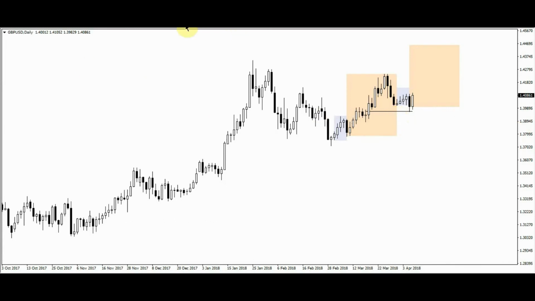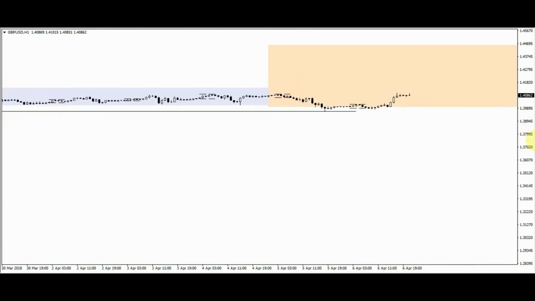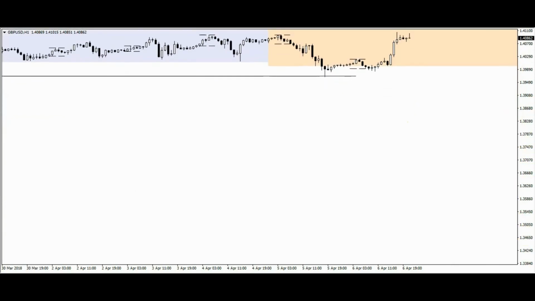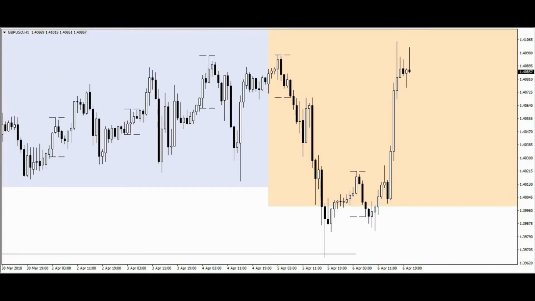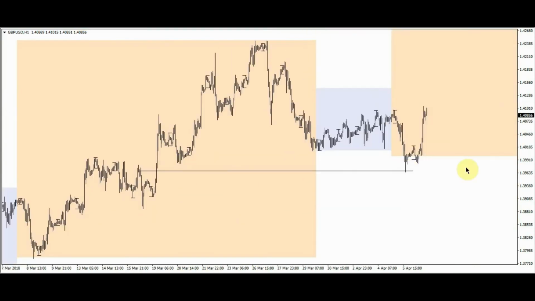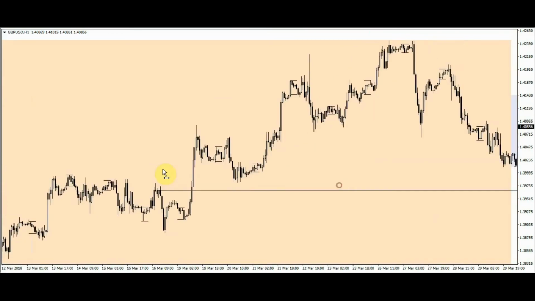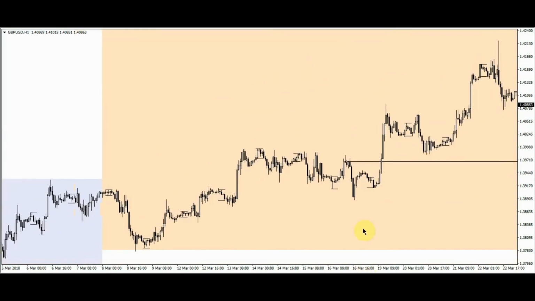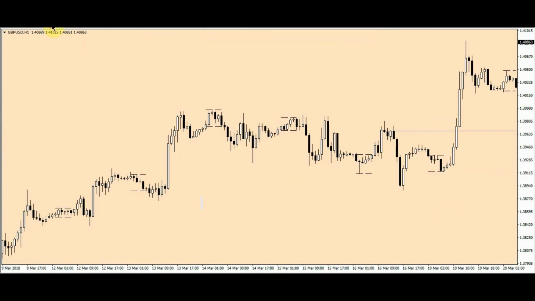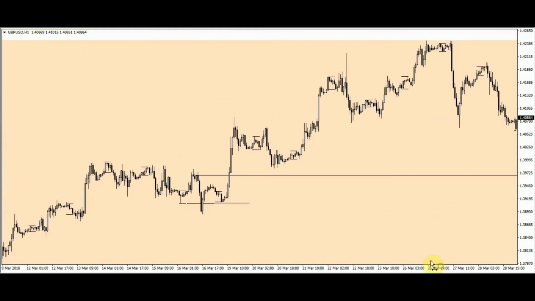Now, if you look at this level, let's go down to the hourly. I have to expand this. Come on now, all right. So if you look at this level, this line that I drew out here, this was an hourly breakout. This was the last down candle that sent price down to take the stops that are resting on this level. Now, when price took out the stops on this level, there was a quick push up and there was never a return back to this level.